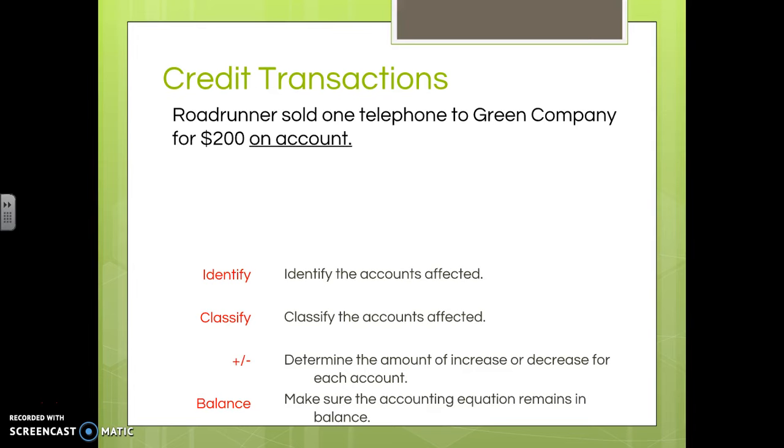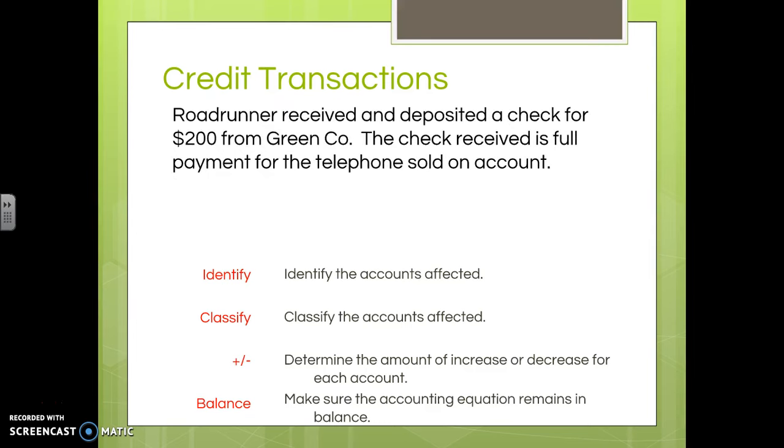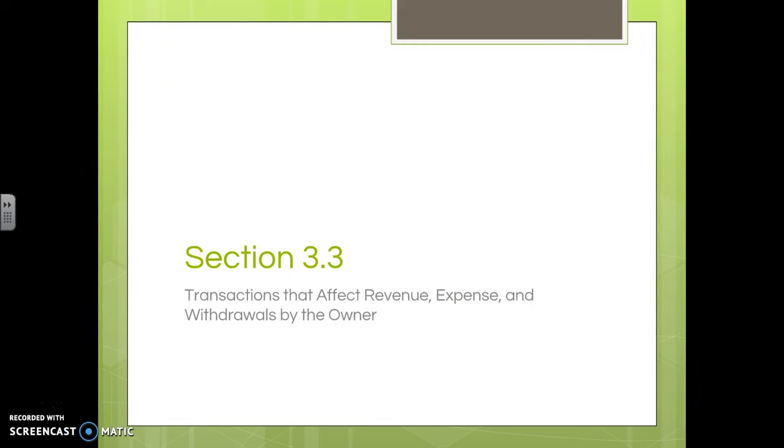Pause the presentation lecture if needed. Another credit transaction, determine in the clue, identify, classify, determine increase or decrease, balance the equation. Another credit transaction, again, following the 4-step process. Pausing the presentation lecture if needed.